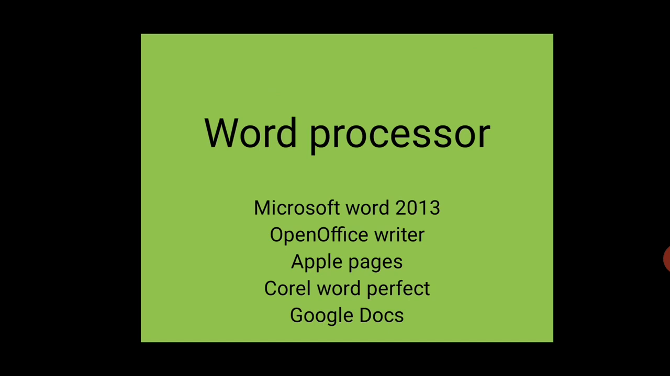Any kind of editing you want to do in a document, you can use the word processor. Some kinds of word processors are also provided here. First is Microsoft Word 2013, provided by the Microsoft company. Another word processor is Open Office Writer, a free and open source software. Next, Apple Pages. Another is Corel WordPerfect. And next is Google Docs. Google Docs is provided by Google company, and it is an internet-based word processor.